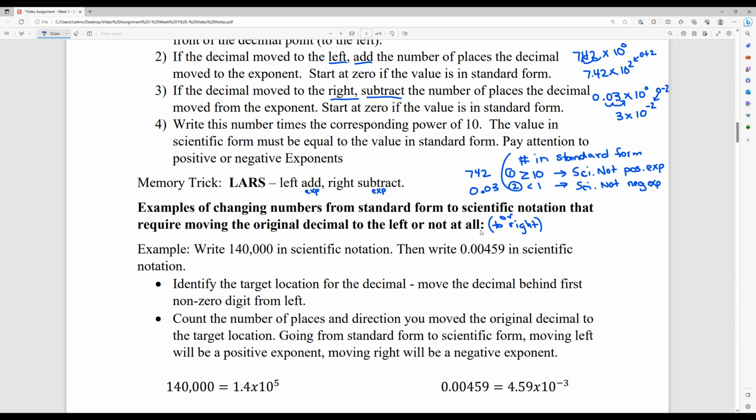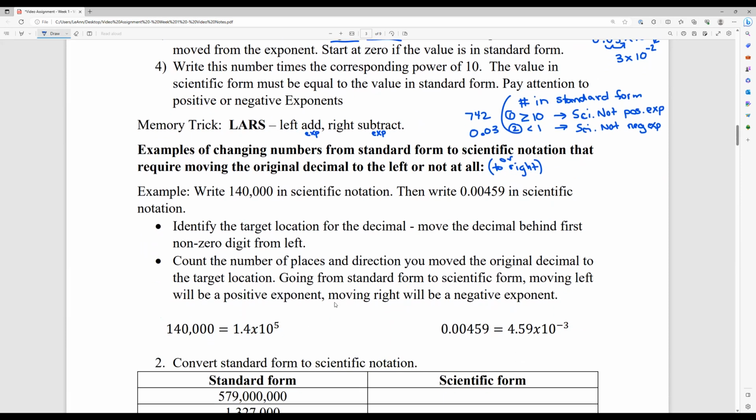So we need to identify the target location for the decimal, move the decimal behind the first non-zero digit from the left, and count the number of places in the direction you move the original decimal to the target location. Going from standard form to scientific form, remember moving left will be a positive exponent, moving right will be a negative exponent. So if we look at this one, 140,000, the decimal was originally right here. We're moving that 1, 2, 3, 4, 5 places to the left. Okay, so if you think about this, remember having an original times 10 to the 0, that means we would be adding 5 to our exponent. So remember, left add. It's always hard to think it in my brain and say it at the same time. So that is why we get 10 to the 5th.